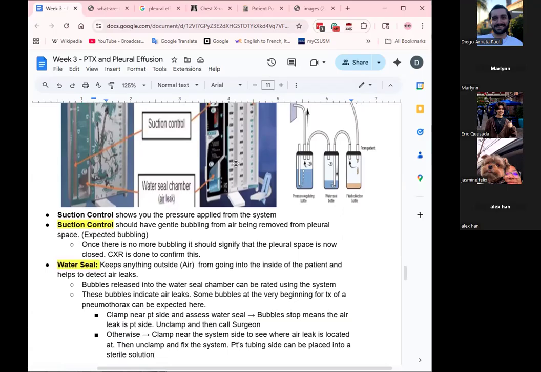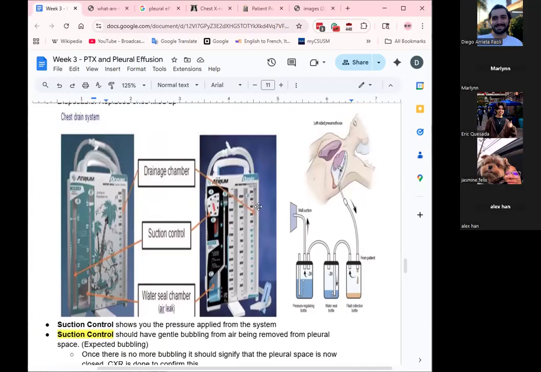So when you have bubbles in the water seal, that's a sign that there's a leak. What you're supposed to do, and you're supposed to have this at the bedside, is have clamps at the bedside. You're going to be clamping it towards the patient's side. So you have this atrium here. You will clamp it towards the patient's side, so closer to where the patient is.